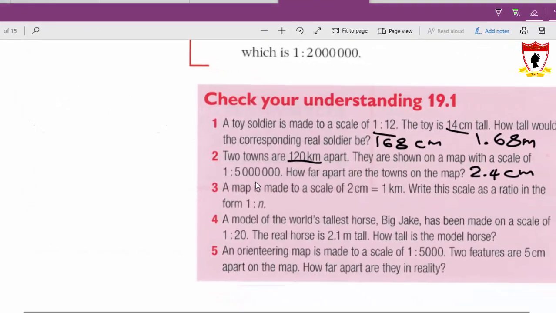For question 2, how did we get this? The ratio, there is no unit on the ratio, so straight away you think about centimeter. This is the easiest. 1 to 5 million means 1 centimeter on the map is 5 million centimeters in real life. Then you can get that 1 centimeter is 50 kilometers in real life, and with division you can get how far they are on the map.